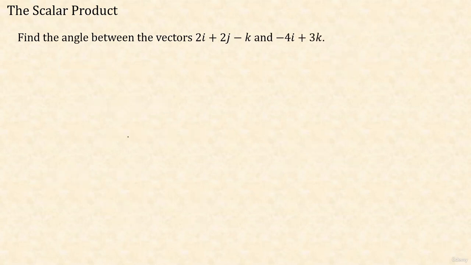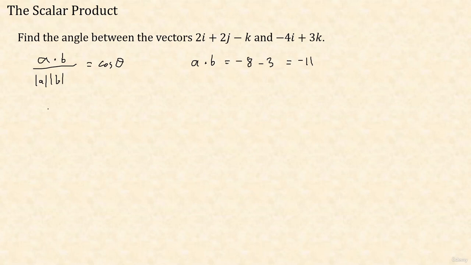Let's have a look at a 3D case. Find the angle between these vectors. So we'll express our dot product form rearranged in a way to make finding angles nice and easy. Now let's work out what a dot b is. We multiply their i components, 2 times negative 4. We multiply their j components, 2 times 0, there's no j component here, and multiply their k components, negative 1 times 3, and so we get negative 11.